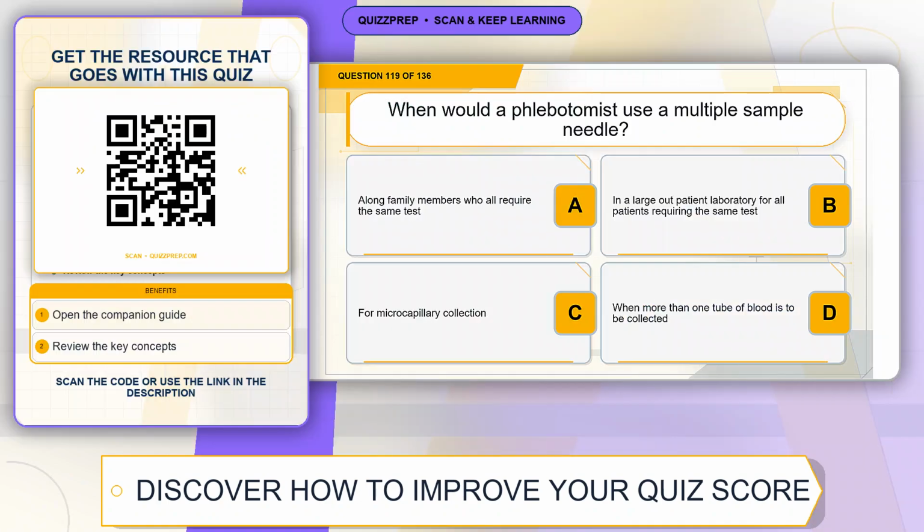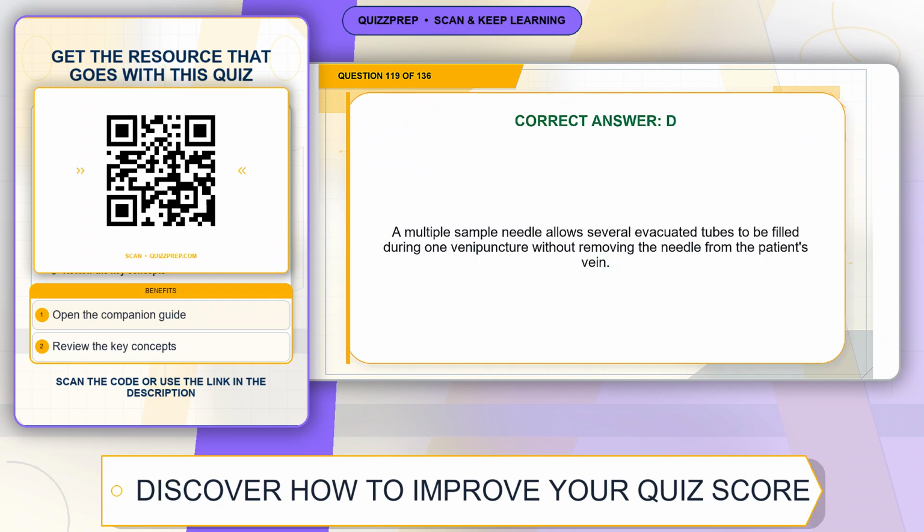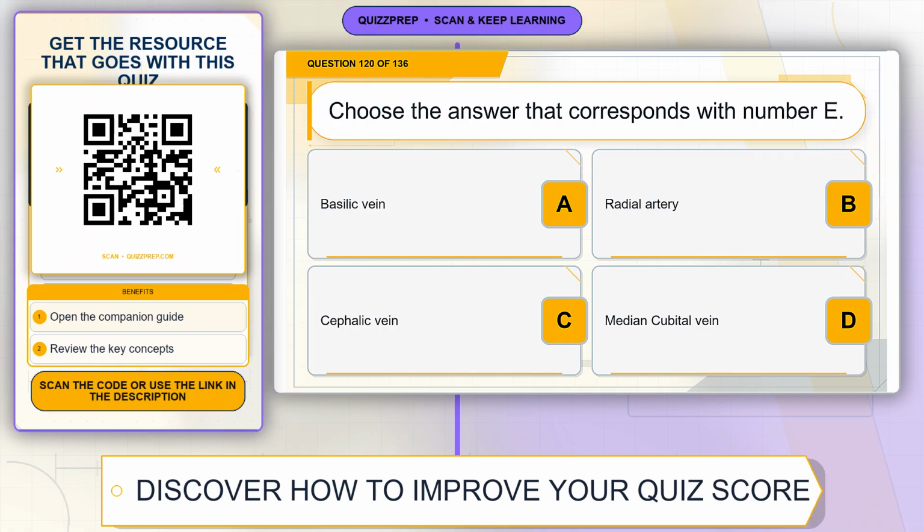Question 119. When would a phlebotomist use a multiple sample needle? Option A, among family members who all require the same test. Option B, in a large outpatient laboratory for all patients requiring the same test. Option C, for microcapillary collection. Option D, when more than one tube of blood is to be collected. The correct answer is option D, when more than one tube of blood is to be collected. Explanation. A multiple sample needle allows several evacuated tubes to be filled during one venipuncture without removing the needle from the patient's vein.